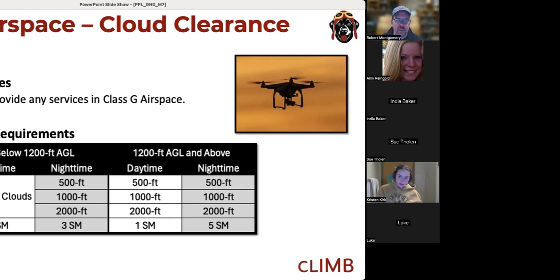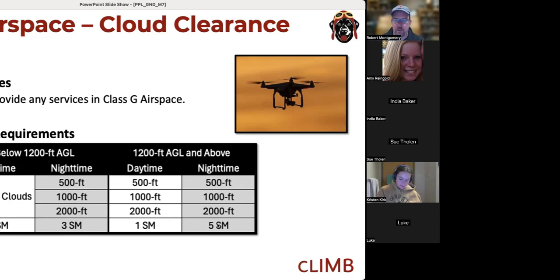And so what they do here is they say, all right, if you're below 1,200 feet AGL, so you're getting close to the ground, and it's daytime, as long as you're clear of clouds and have 1 statute mile of visibility, you're good to go. Go ahead and cancel IFR, right? At night, they want a little bit more, right? At nighttime, they want the standard 500 below, 1,000 above, 2,000 feet horizontal, and 3 statute miles of visibility, right?